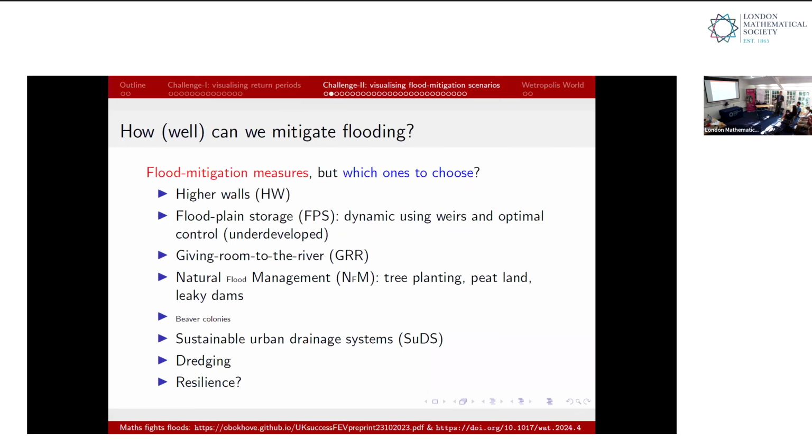We can build flood defense walls. We can use floodplain storage, dynamic when you use weirs and optimal control. Giving room to the river. Natural flood management, where the flood mitigation is small, especially for the bigger floods. Nature value is big, flood mitigation value is small. That brings me into trouble often. Beaver colonies, it's the same size as floods, should even be smaller. Sustainable urban drainage systems, dredging, resilience.